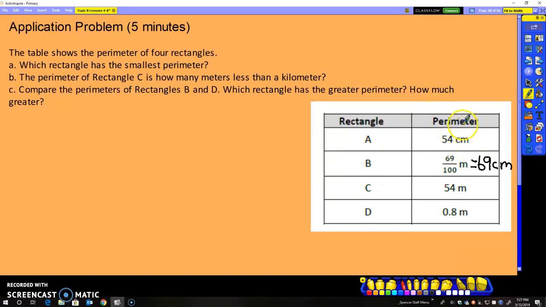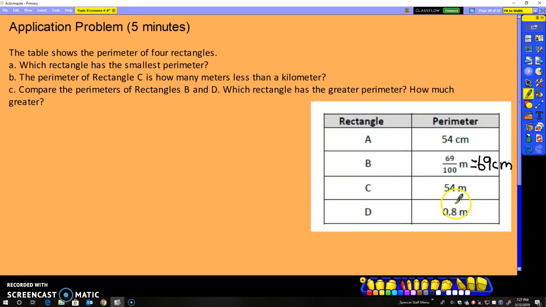So far it looks like A is still the shortest perimeter. Let's look at C. This one says 54 meters. Well, that's large. 54 meters is nowhere near 54 centimeters, and it's nowhere near 69 centimeters. So this is probably out for the shortest perimeter.